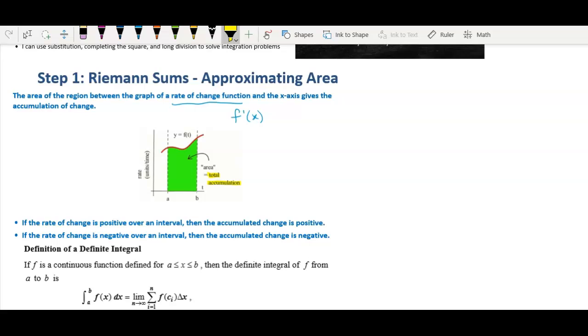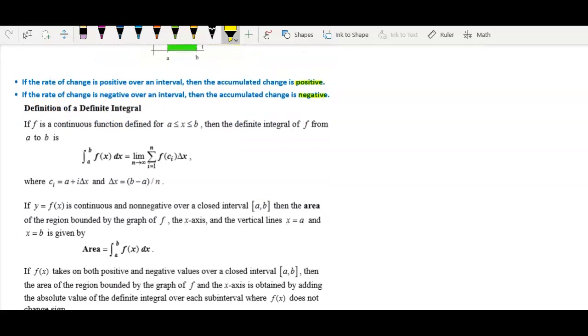If the rate of change is positive over the interval, then the accumulation change will be positive. If the rate of change, so the derivative, is negative over the interval, then the accumulated change will be negative.